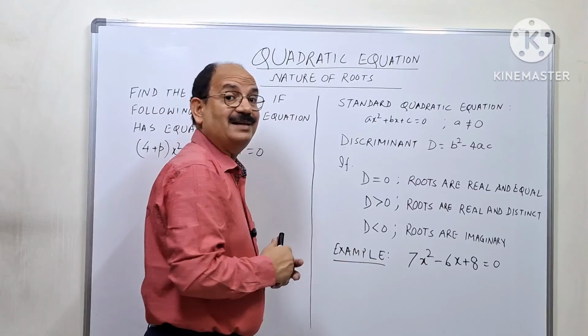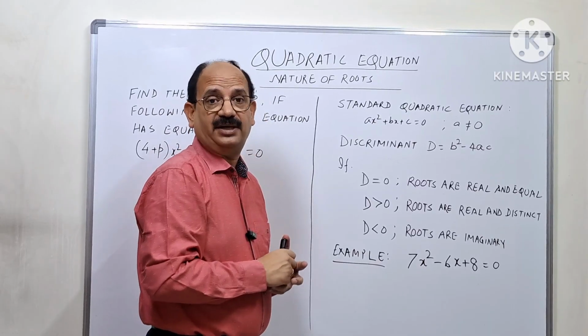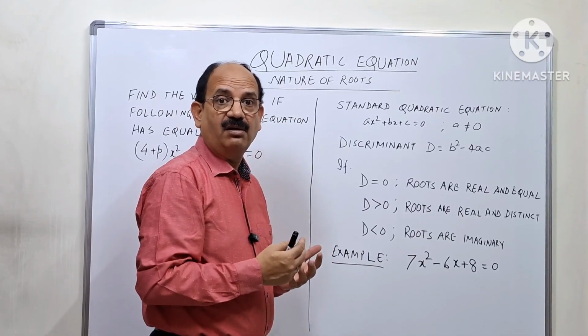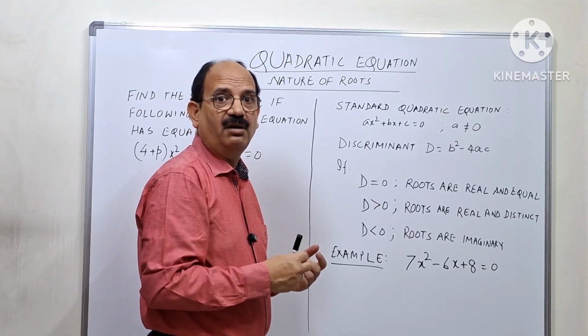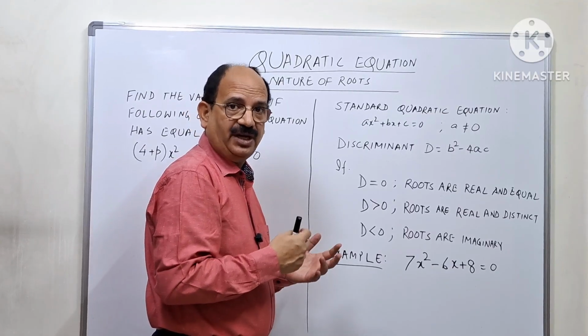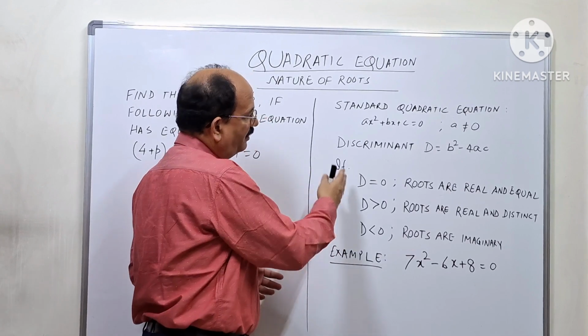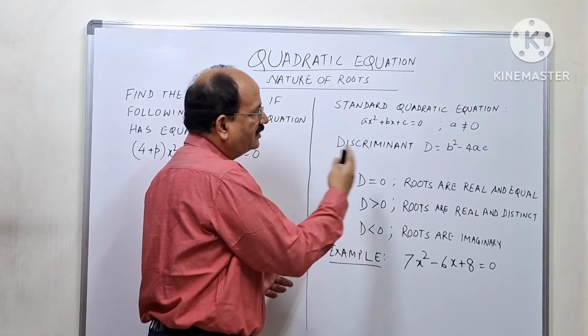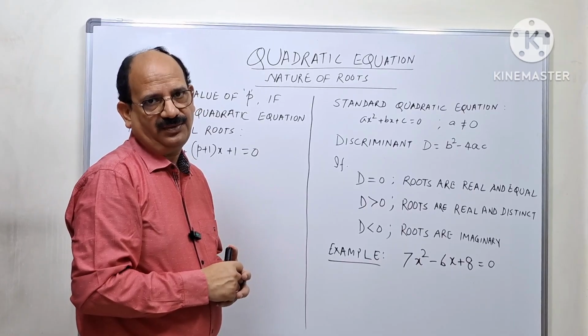If the discriminant is less than 0, though, then the roots will be imaginary. You cannot find a real root for that kind of quadratic equation, or a real number which can give the solution of that quadratic equation. So just by identifying the discriminant, you can predict what will be the nature of roots.